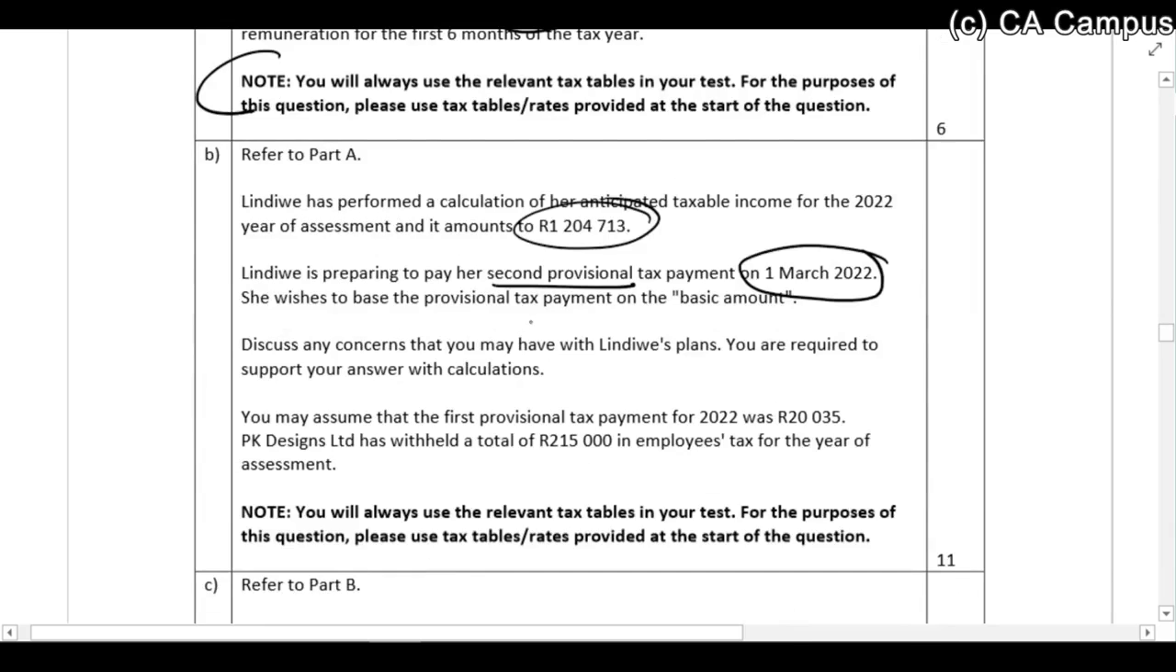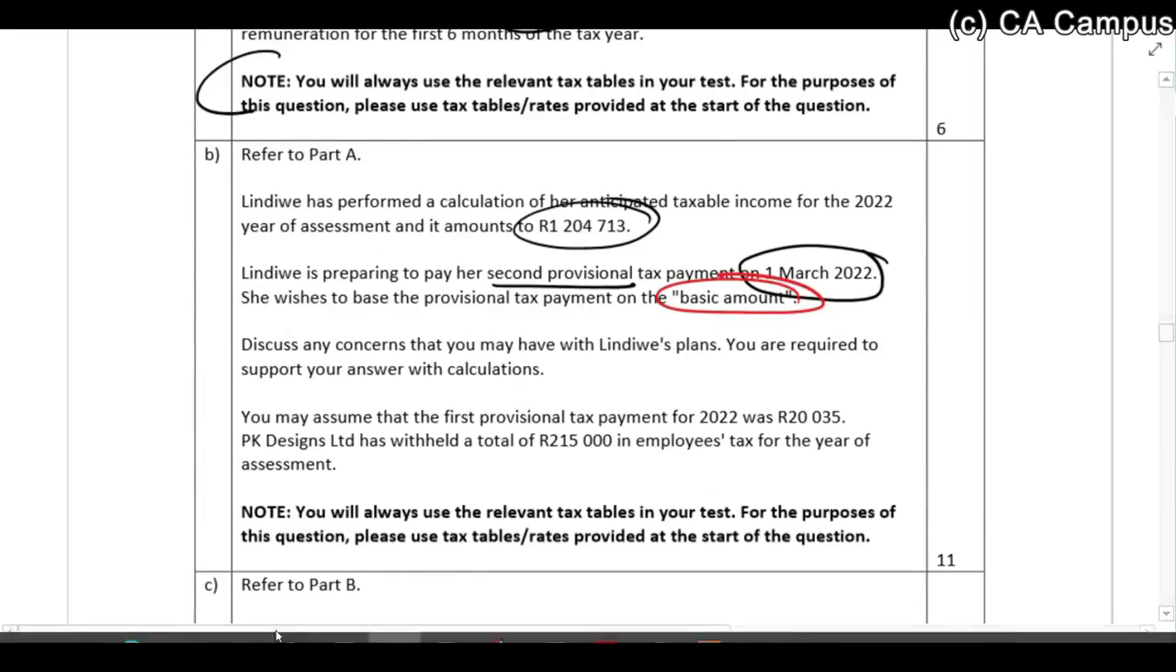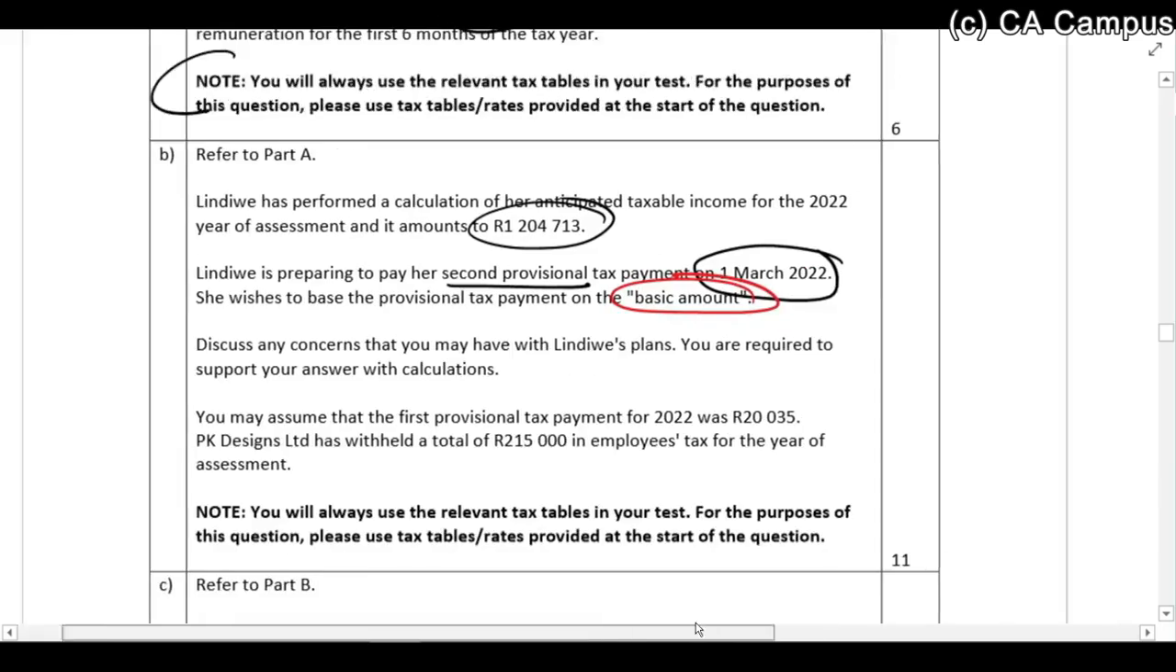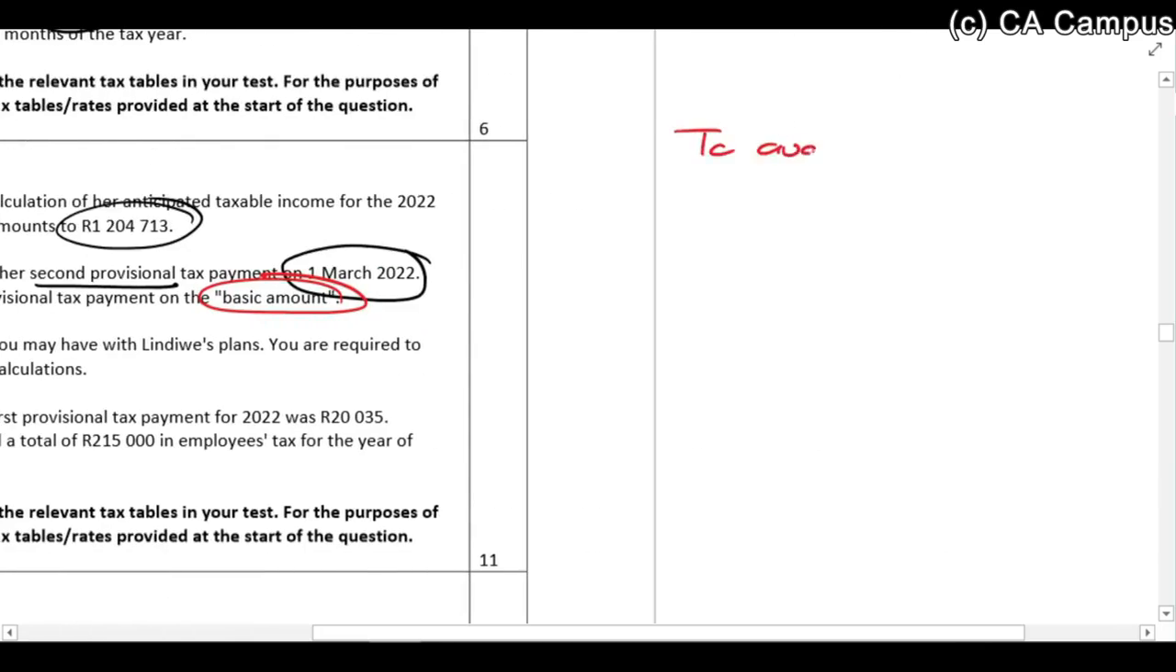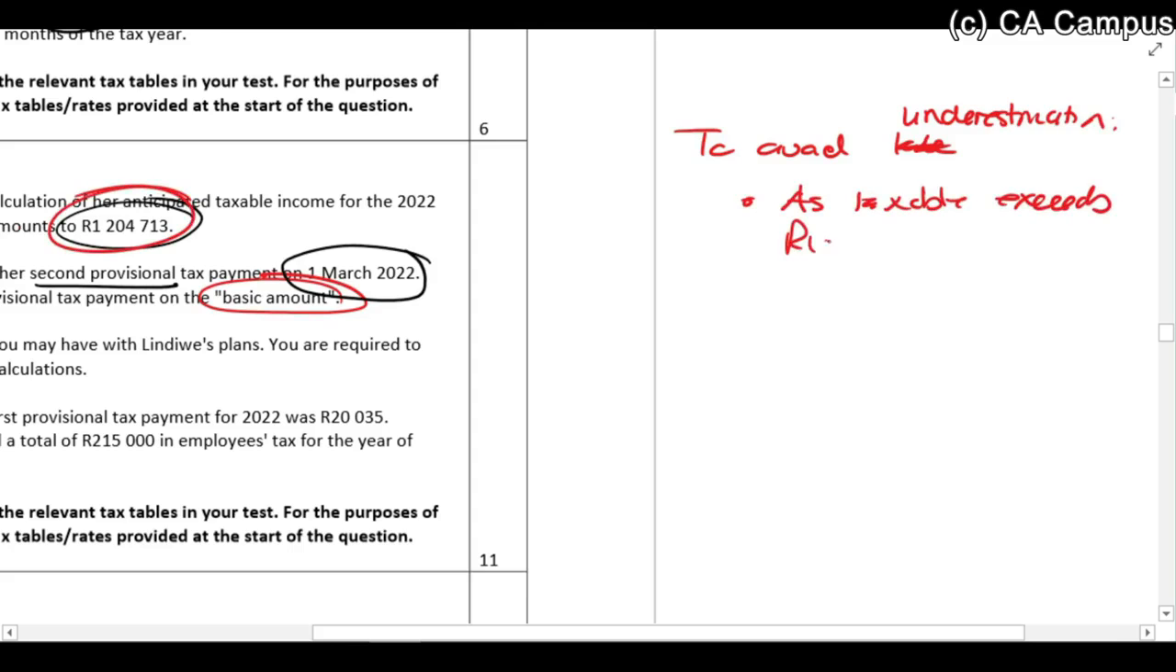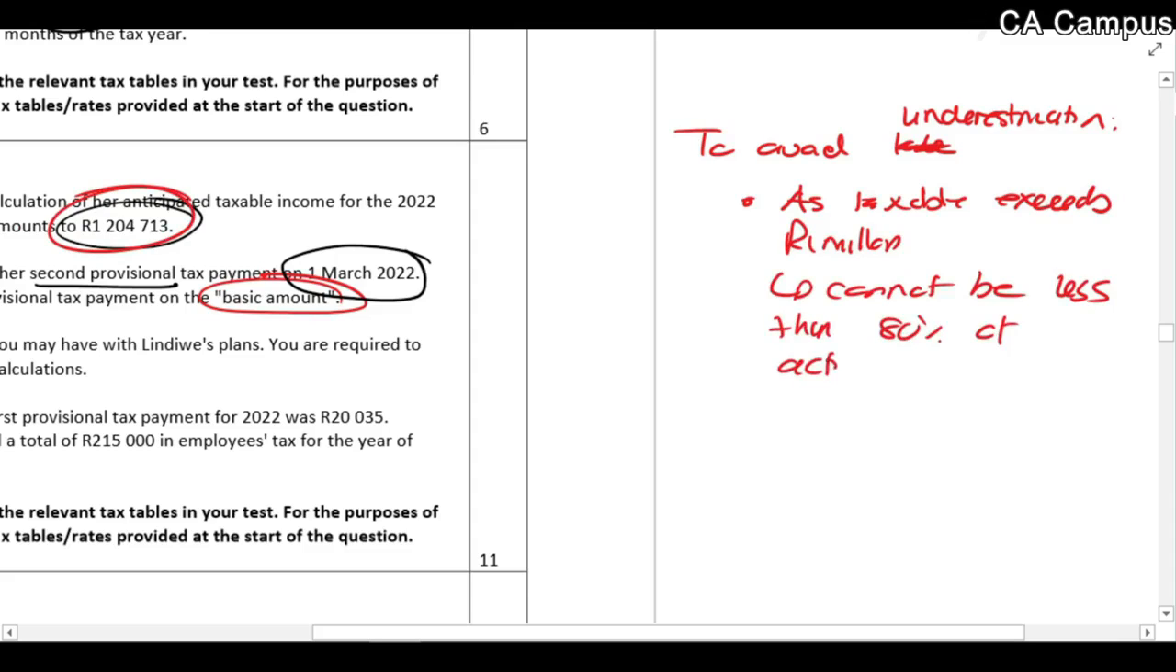She wishes to base a provisional tax payment on the basic amount. Okay, now, the one thing that you need to remember here is to avoid underestimation. If her taxable income, and that's the actual taxable income for the year, exceeds 1 million, it cannot be less than 80% of the actual.